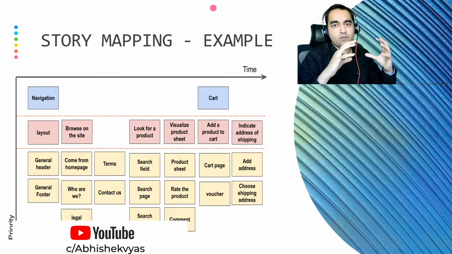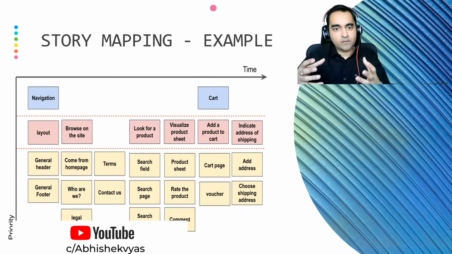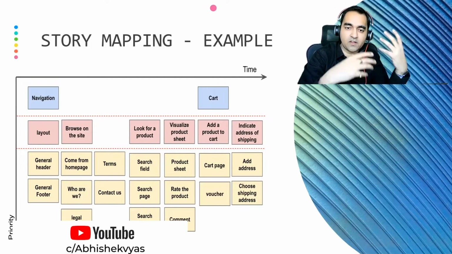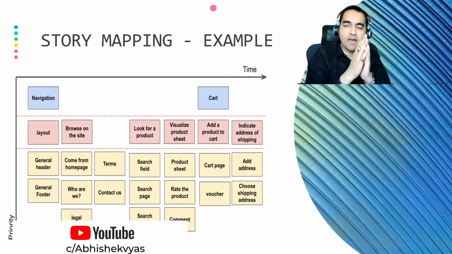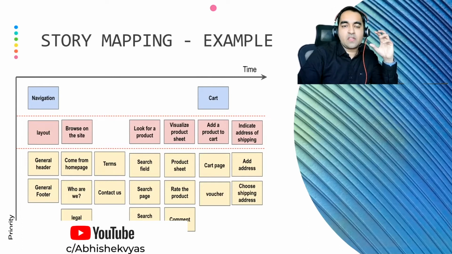So first, a user will log in. So we look at the layout. He will browse through the website. He will look at the various products. He will visualize the product sheet, add to the product cart. And once he or she buys it, he indicates the address of shipping. And further, in the yellow boxes, you can see the various stories based on priorities.